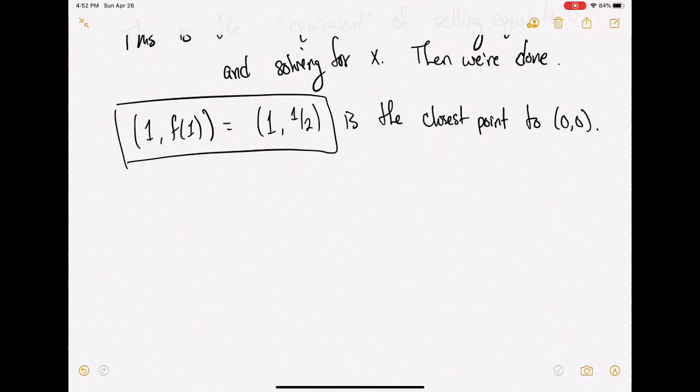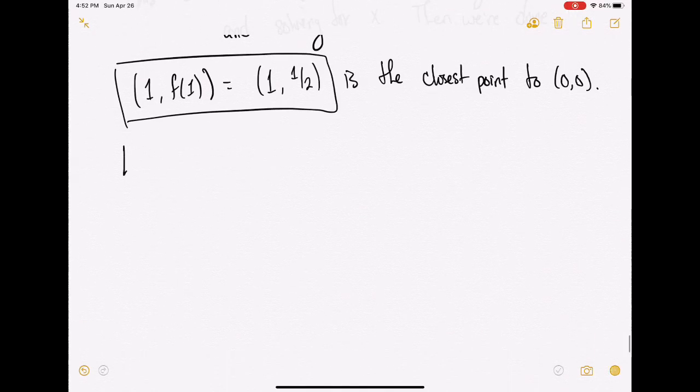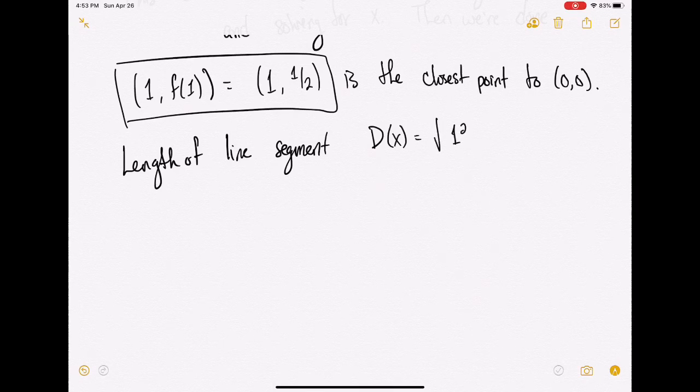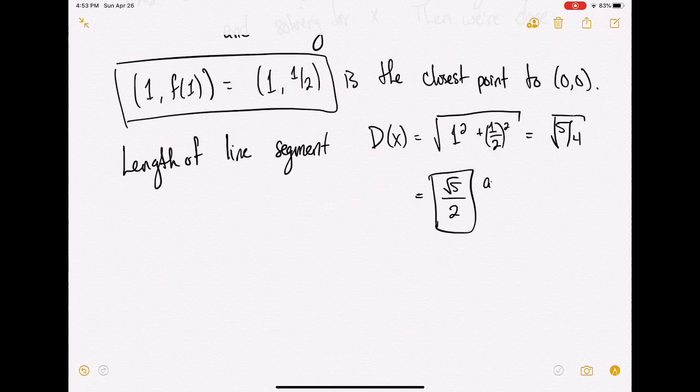Oh. Yes. I actually ask for the length of the line segment too. Length of line segment. This was to check that you got D correct, the distance. You can plug this in. This is 1 squared plus 1/2 squared. Gives you the root 5 over 4, which is also root 5 over 2. Answer exam gives.